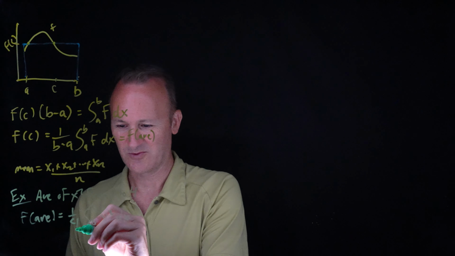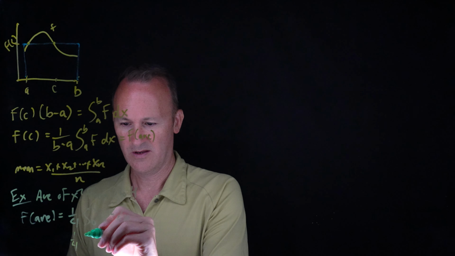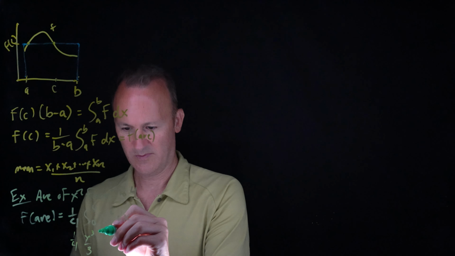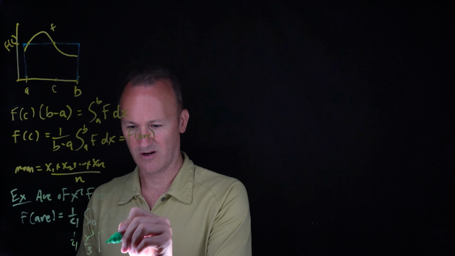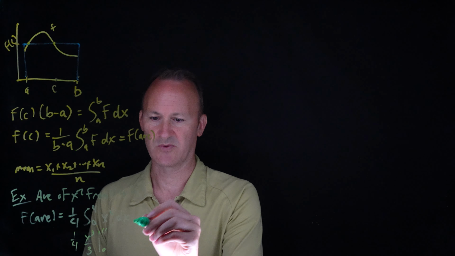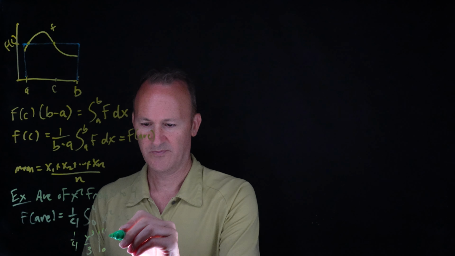Here we go. It's 1/4. The function becomes x cubed over 3, and it's evaluated at 4 and 0. And that's going to be 16/3 because one of the 4's will cancel out.